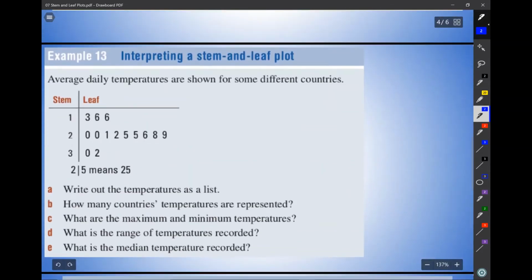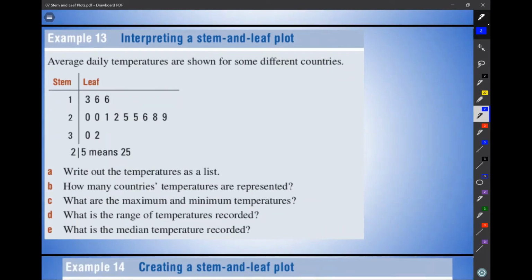So this stem and leaf is recording average daily temperatures for different countries. So if we start answering these questions from part A, write out the temperatures as a list. What we're going to do is we're going to start with the 1 in the stem, and then we're going to match it up with each of the numbers in the leaf to make 3 different numbers: 13, 16, and 16. And then we move down to the next stem and we match it up with all the numbers in the leaf and so on to get 20, 20.